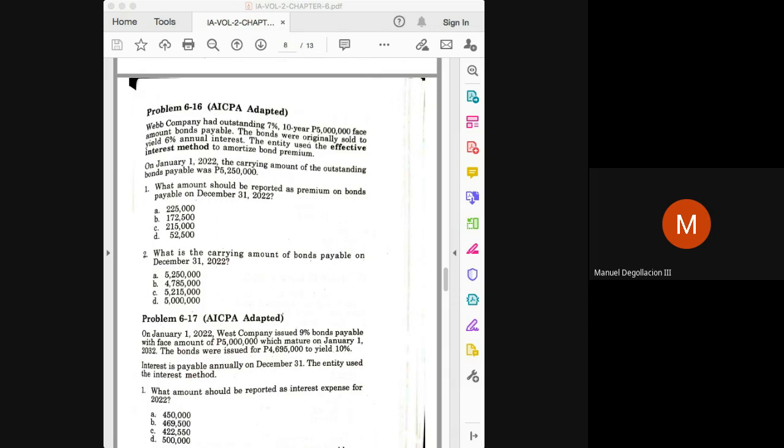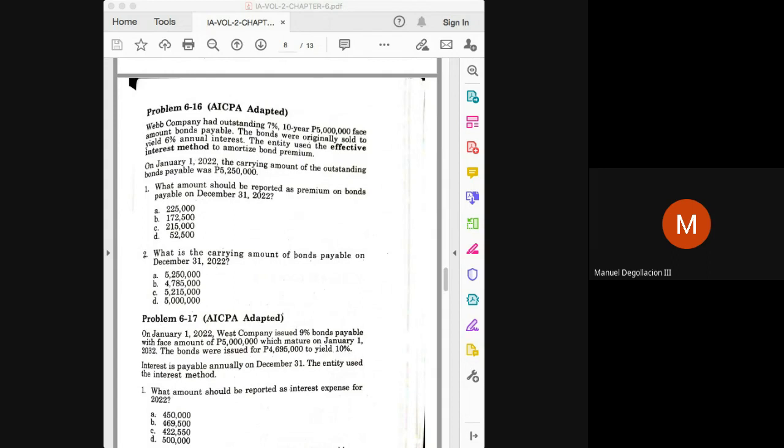Okay. Now, let's answer problem 6-16 under the premise that we are to be using the straight line method. Here, under the straight line method, again, the goal is just to spread out the premium evenly throughout the term of the bond. The term of the bond is 10 years, and the total premium is 250,000 as we have determined earlier. So all you have to do is spread out the 250,000 over 10 years.